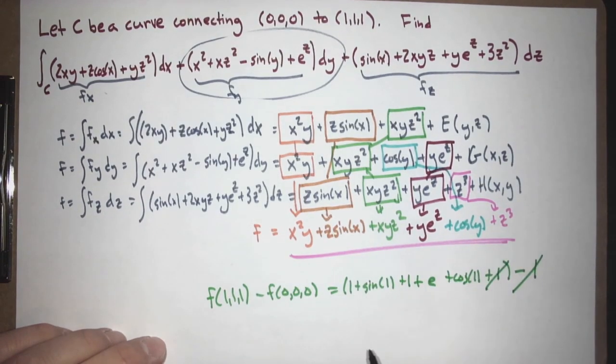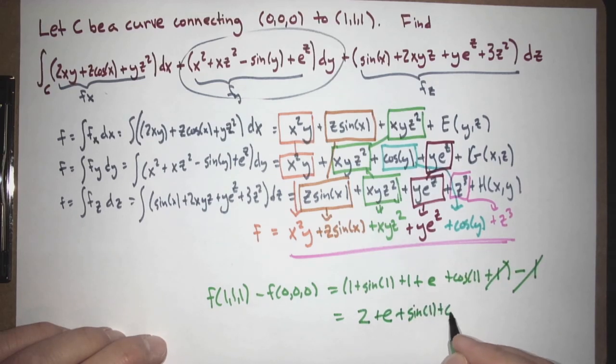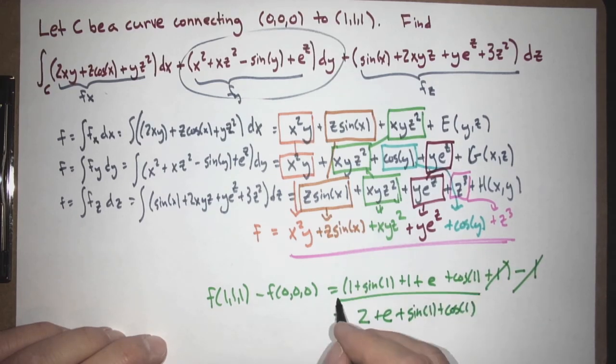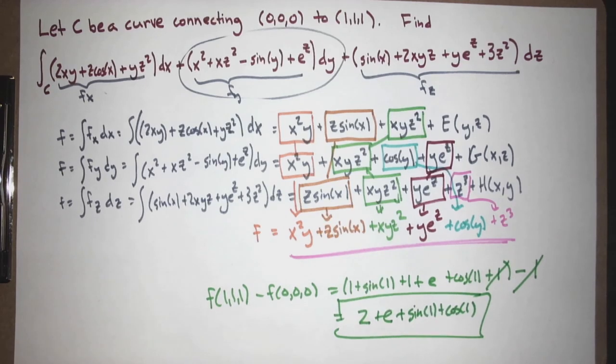All right, we'll get a little bit of cancellation. So we have 2, right, that one plus e. And then sine of 1 plus cosine 1, also known as sine of 1 plus cosine 1. Good. Yeah, can't do anything about that. And you'll notice that wasn't too bad. Yeah, we had to do a little bit of work, but we didn't have to do any crazy integration. We just had to do some antiderivatives and check.